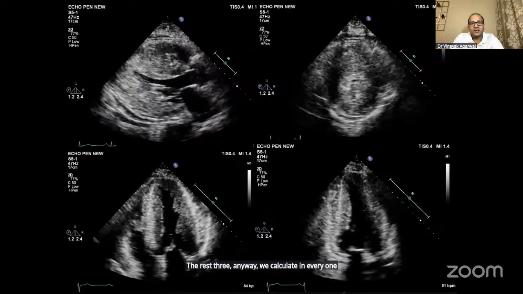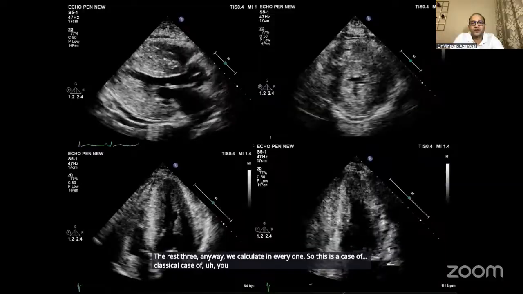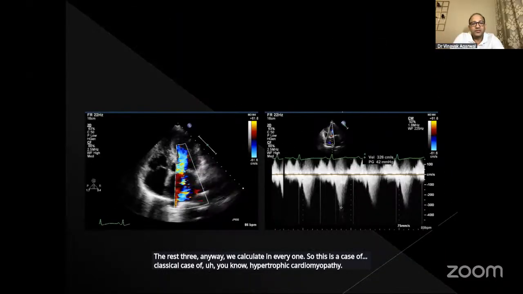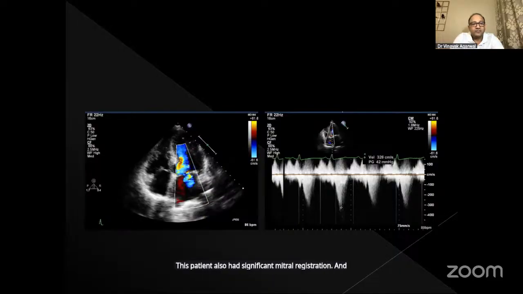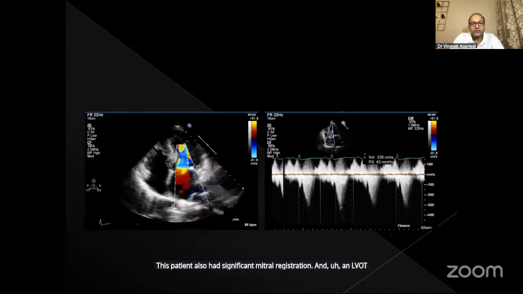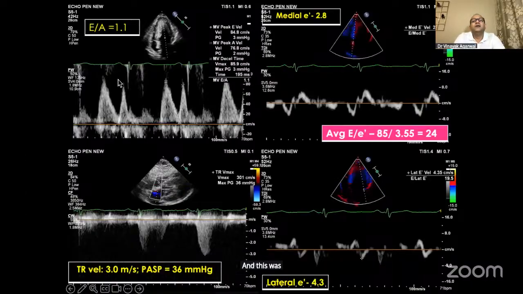So this is a classical case of hypertrophic cardiomyopathy. This patient also had significant mitral regurgitation and an LVOT gradient of around 42 at rest. And these were his parameters. The Doppler E upon A was 1.1, and you can see that the deceleration time was around 195 milliseconds.